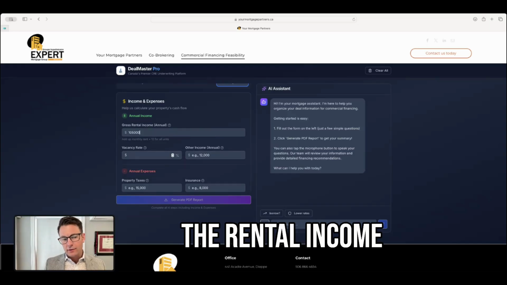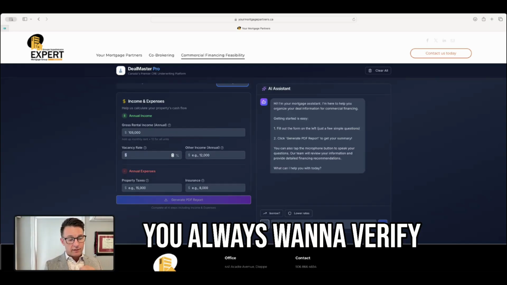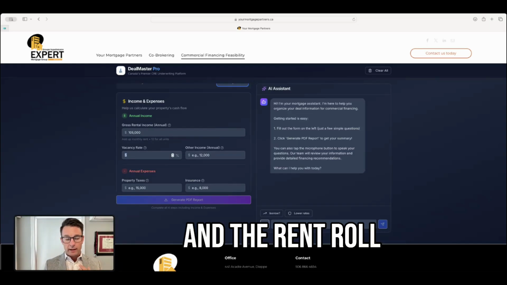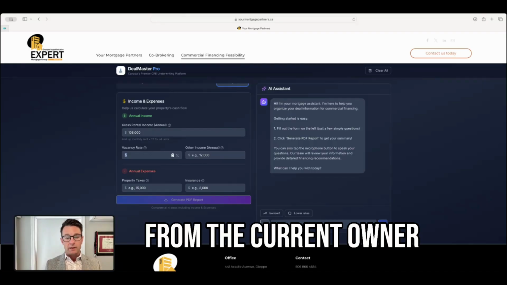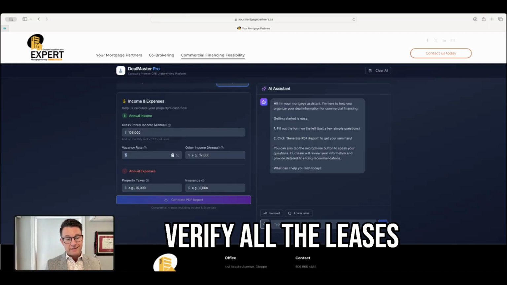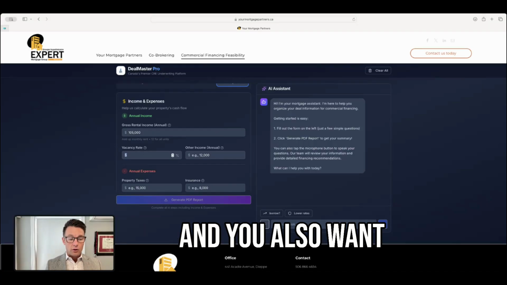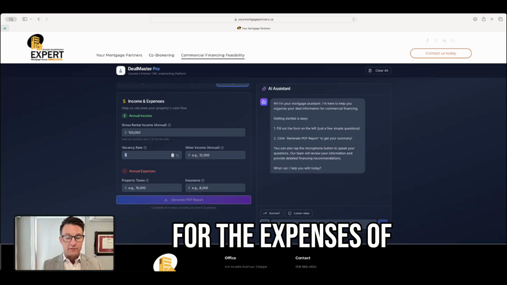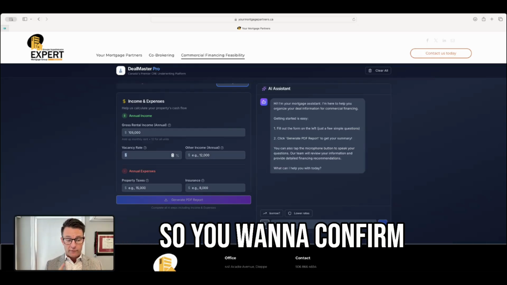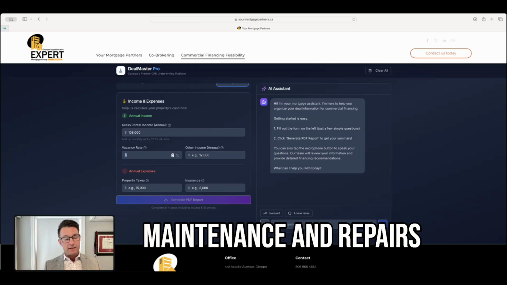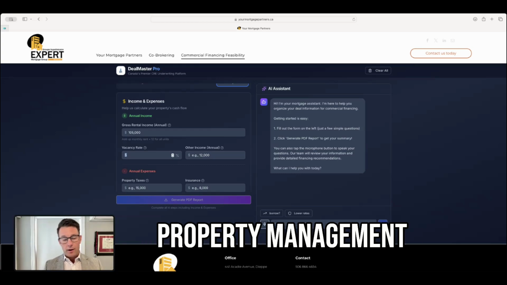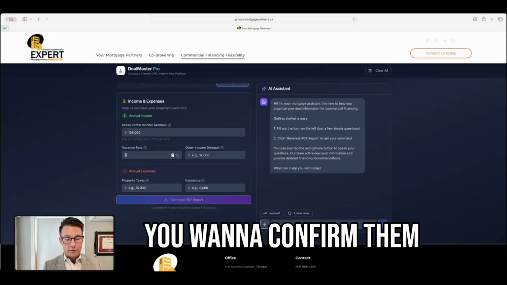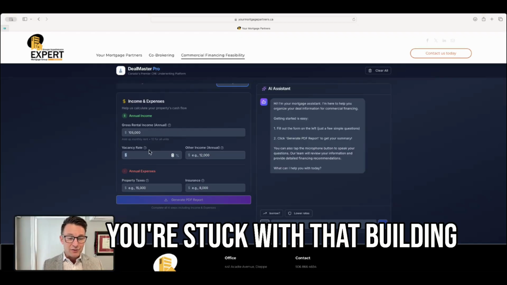For the rental income, you always want to verify the leases and the rent roll, getting a rent roll from the current owner and verifying all the leases to make sure that everything is matching. You also want to make sure that you're getting 12-month statements for the expenses of the last 12 months of the building. So you want to confirm property taxes, maintenance and repairs, lawn and snow, property management, all of the expenses, because once you've bought the building, you're stuck with that building.